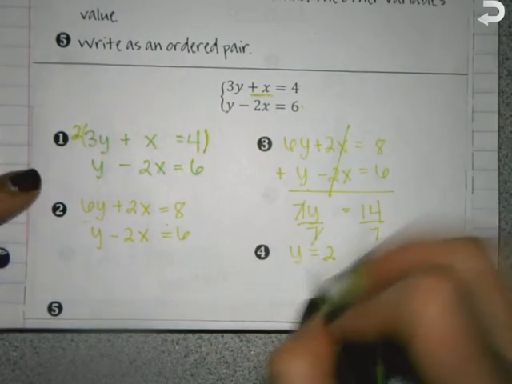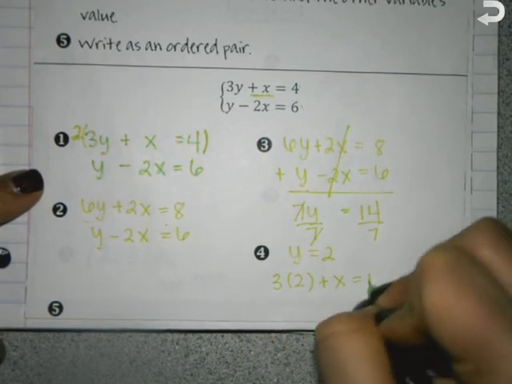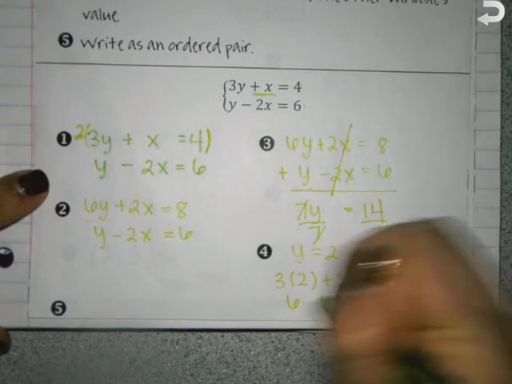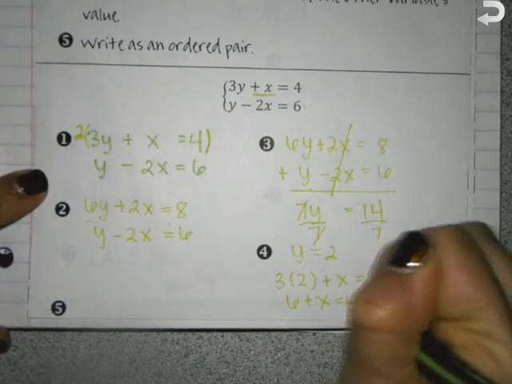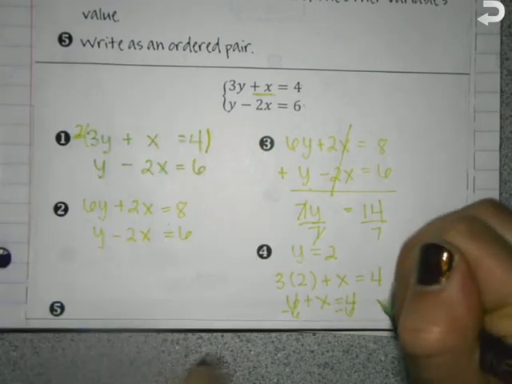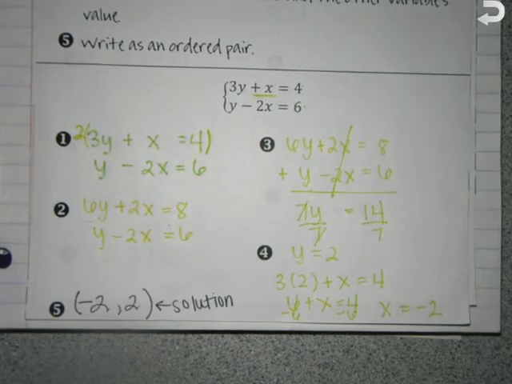So that's 3 times 2 plus x equals 4. That's 6 plus x equals 4. And when I subtract 6, I get x equals negative 2. So as an ordered pair, that would be, that's it. I like that. Yeah.